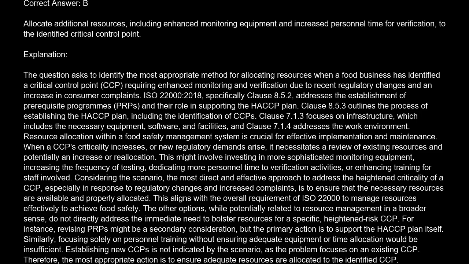The other options, while potentially related to resource management in a broader sense, do not directly address the immediate need to bolster resources for a specific, heightened risk CCP. For instance, revising PRPs might be a secondary consideration, but the primary action is to support the HACCP plan itself. Similarly, focusing solely on personnel training without ensuring adequate equipment or time allocation would be insufficient. Establishing new CCPs is not indicated by the scenario, as the problem focuses on an existing CCP. Therefore, the most appropriate action is to ensure adequate resources are allocated to the identified CCP.